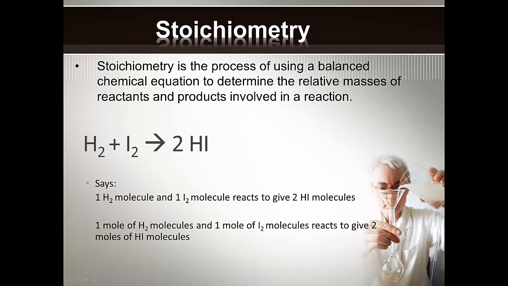Stoichiometry. I mentioned this earlier. Stoichiometry is the process of using a balanced chemical equation to determine the relative masses of reactants and products involved in a reaction. What this equation tells us is that one H2 molecule and one I2 molecule react to give 2 HI molecules. So 1 mole of H2 and 1 mole of I2 react to give 2 moles of HI. That's what this is really telling us. It's a 1:1:2 stoichiometric ratio.